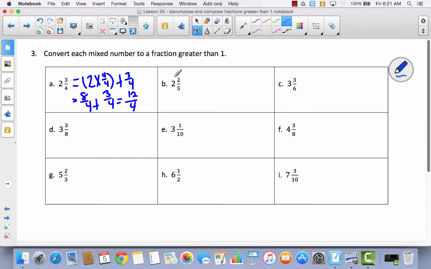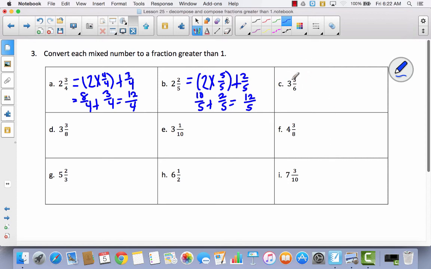Okay, let's try another one. So I've got 2 and 2/5. So that's the same thing as 2 times 5/5 plus 2/5. So 2 times 5/5 is 10/5 plus 2/5 equals 12/5. If you feel like you can do this next one by yourself, go ahead and pause the video and do the rest by yourself. If not, you can work a couple more with me.